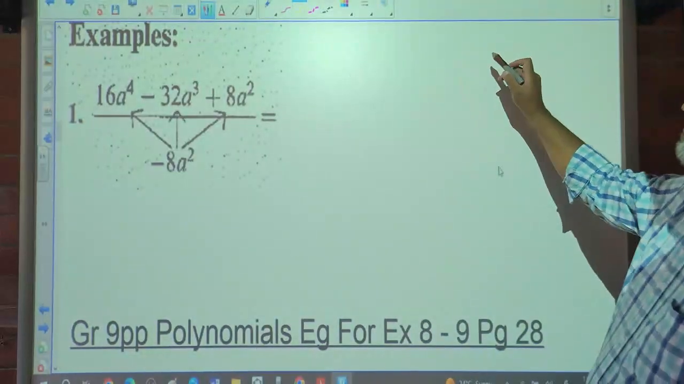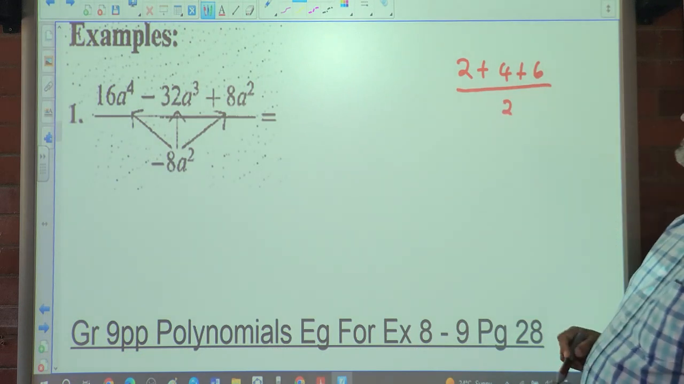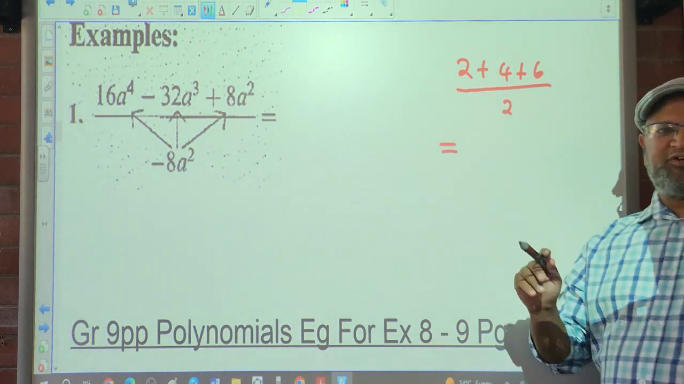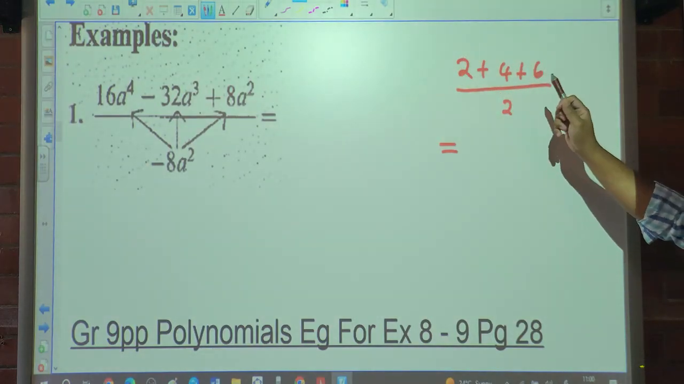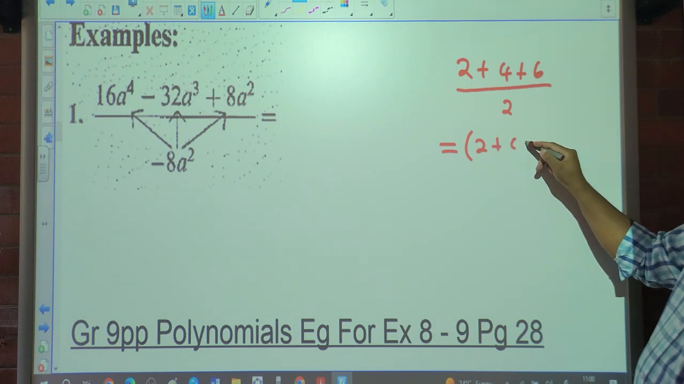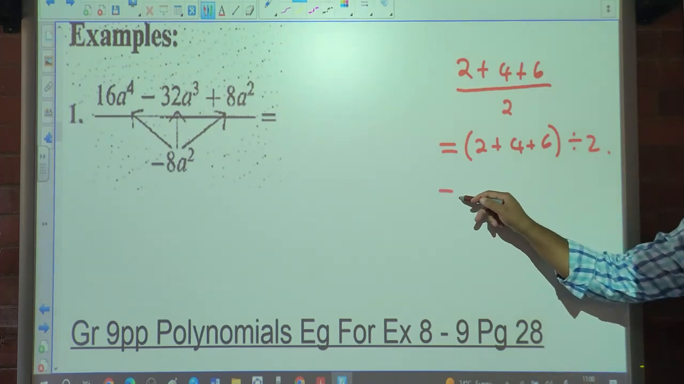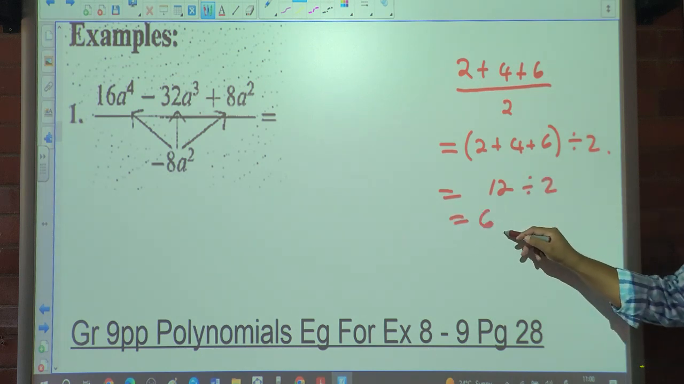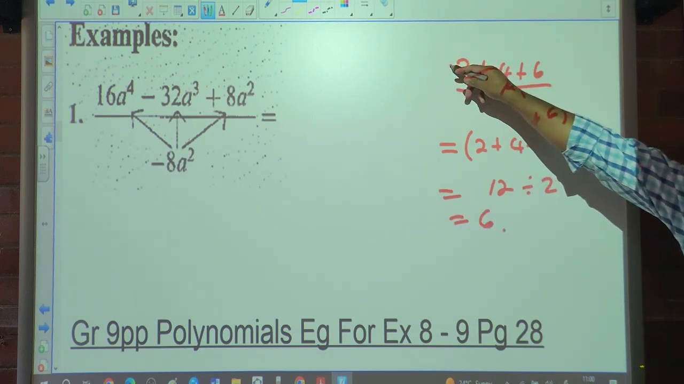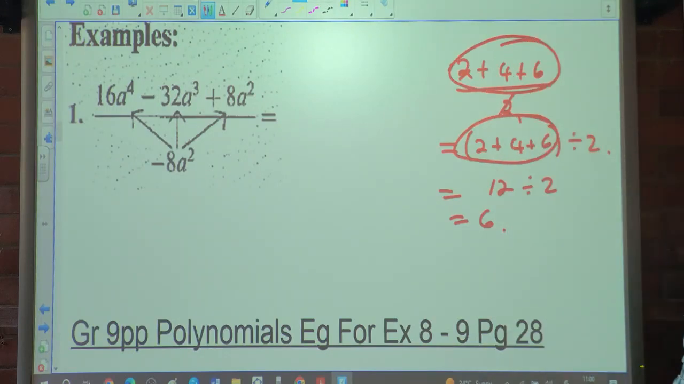Okay, so just take you one step back. If I got 2 plus 4 plus 6 all over 2, according to BODMAS, what do we do first here? You must add that first. This could also be written as 2 plus 4 plus 6 divided by 2. So 2 plus 4 plus 6 is 12, and 12 divided by 2 is? 6. Could I have cancelled that with that? No. According to BODMAS, the numerator goes first.